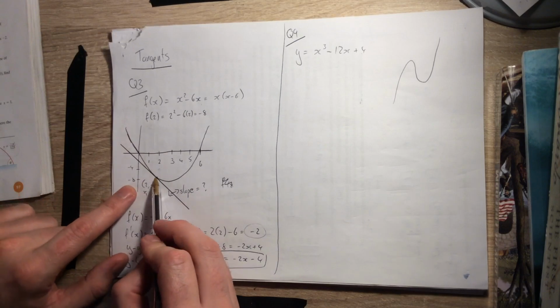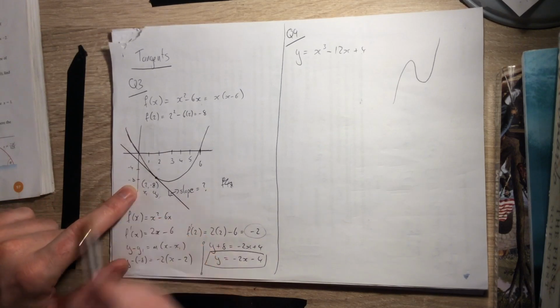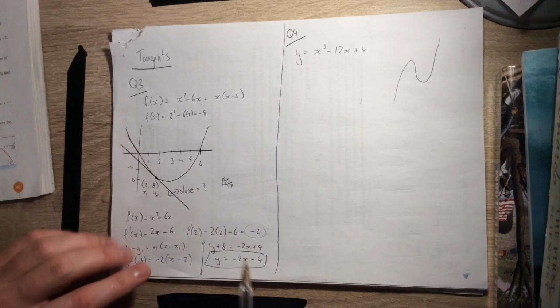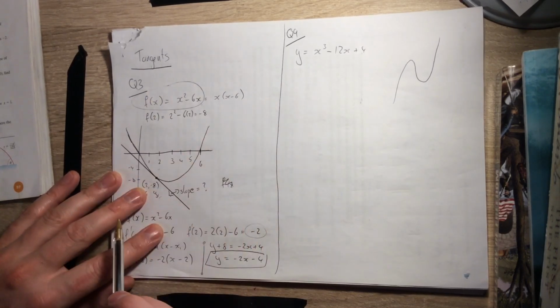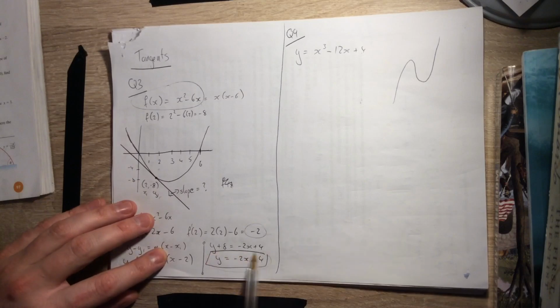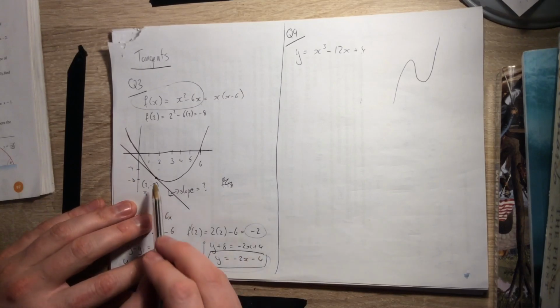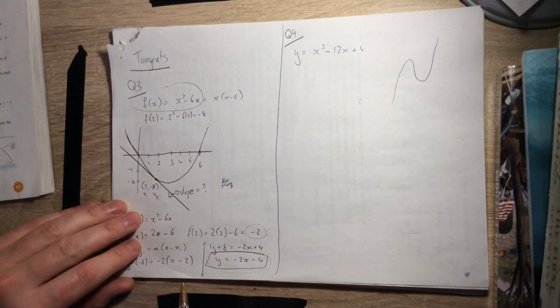Okay, so you can see I haven't drawn that too perfectly. It should be going through minus 4. If you have GeoGebra at home, I'd very much encourage you to put that function into GeoGebra and this line into GeoGebra, and you should see that they're tangents.